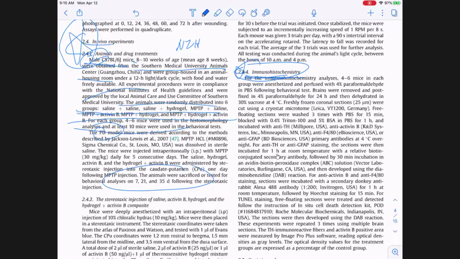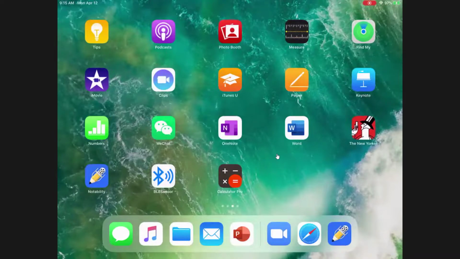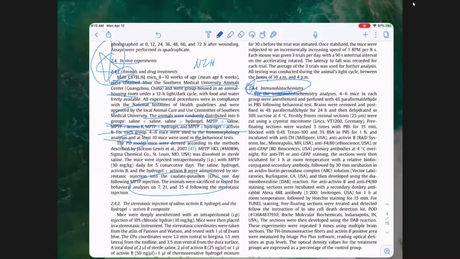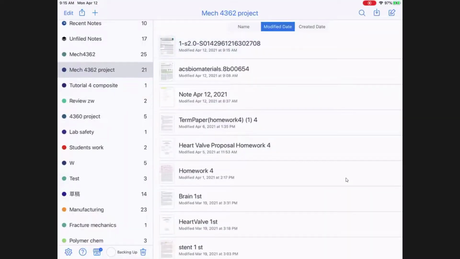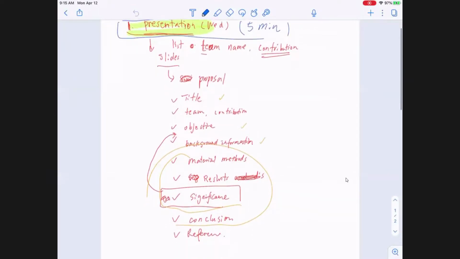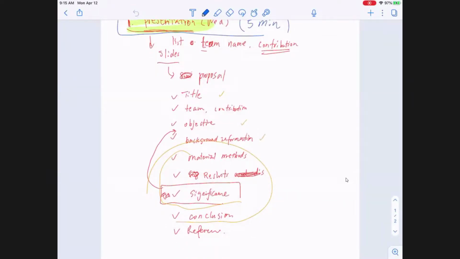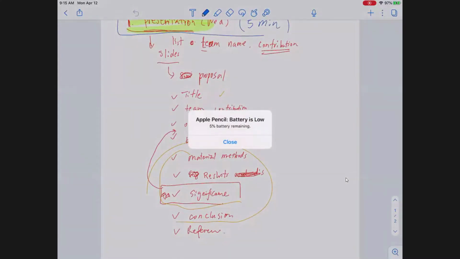So please send me your slides. I can give you comments before. Don't forget, again, I want to go back to that part. Five minutes: your team name, each member's contribution, proposal, objective, background, materials and methods, results or significance, conclusion, and some references.